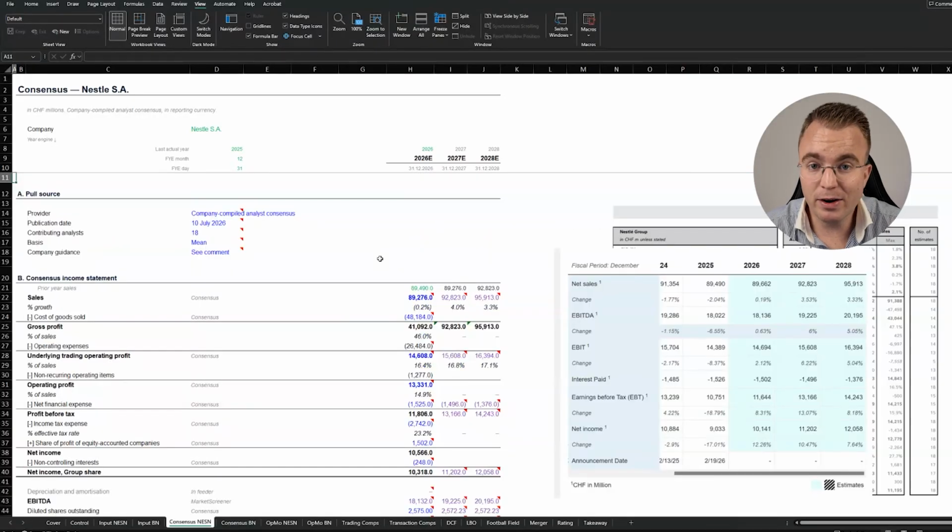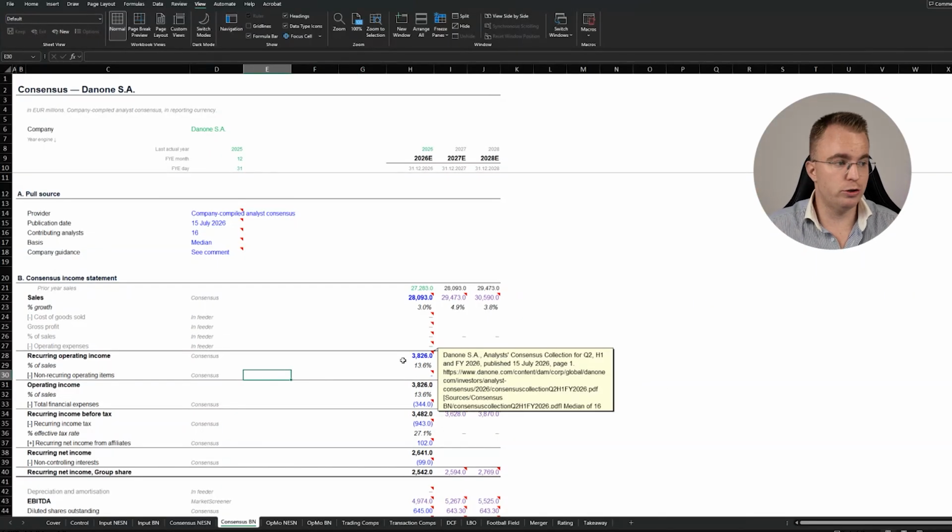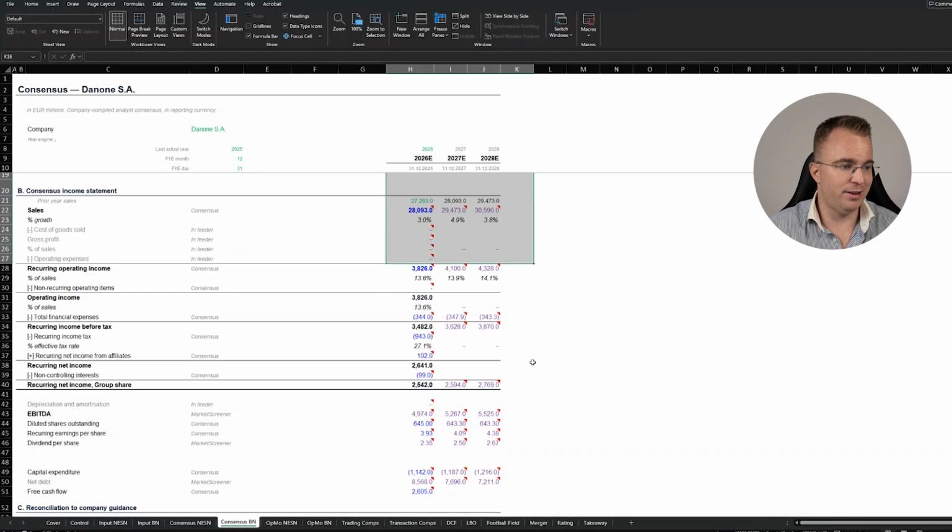And that's a simple and very manual way to get the consensus estimates for a publicly listed company like Nestlé or Danone. Danone, we basically copy paste the entire structure again and use the exact same approach to come up with its consensus estimates. So that's both companies spread. Every reported number and consensus estimate traceable back to a source.